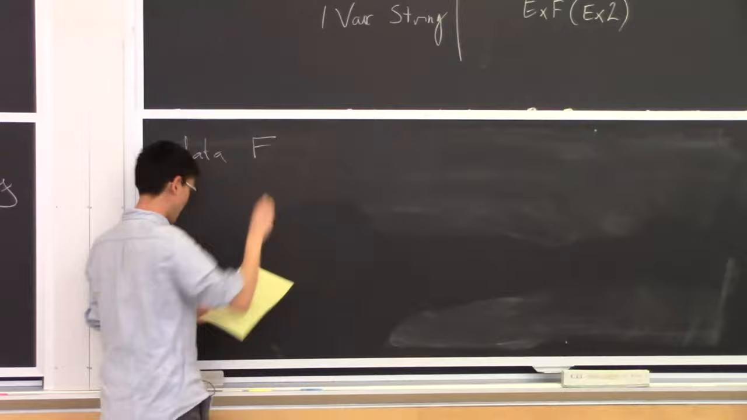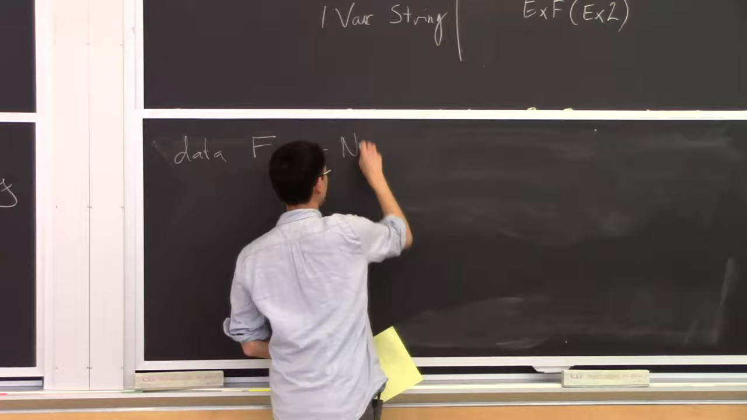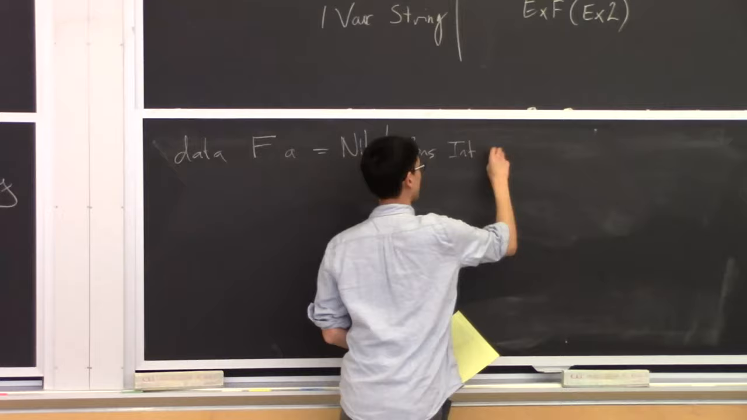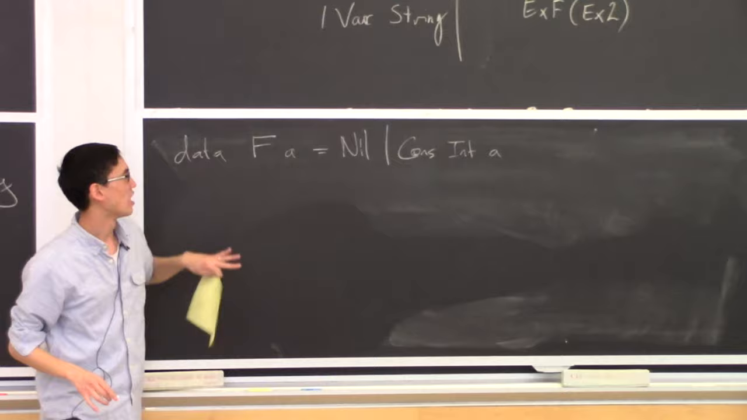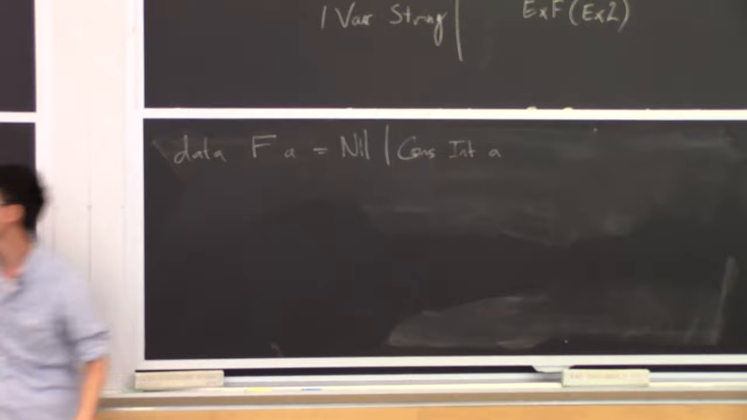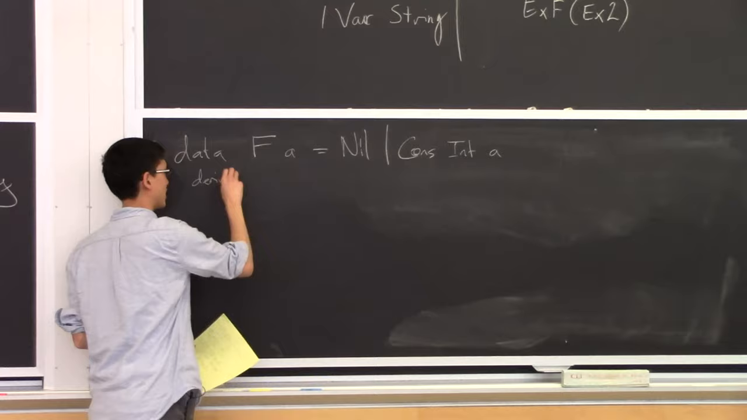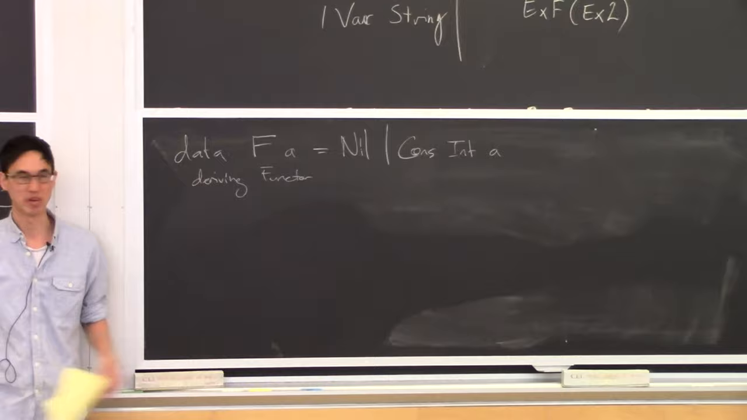And it's going to have two constructors. One is going to be called nil, and the other is going to be cons int a. So this is a type constructor. As you pointed out, this should be where we want to work with a functor. So if you want to turn this into a functor, Haskell has this ability to just say, for things of this form, we can turn it into a functor, and it will infer the obvious notion of fmap on it.